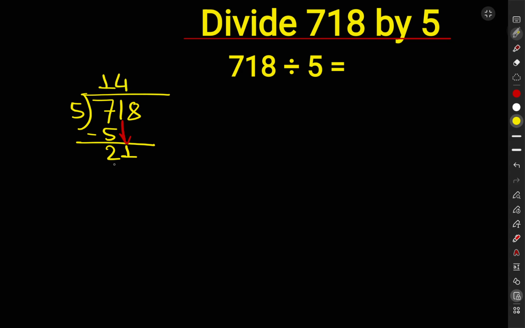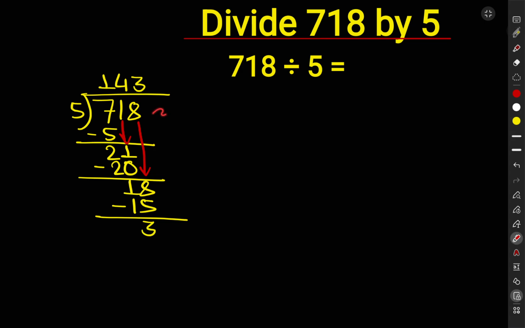5 times 4 is 20. On subtracting we get 1. So again we put down this 8 and it is 18. 5 times 3 is 15. On subtracting we get 3.